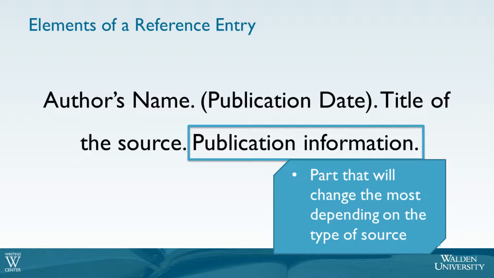While the publication information will change the most, it is also often the most important because it tells the reader how to find the source and what kind of source it is. So, if you give me a reference entry, as long as you formatted the publication information correctly, I can identify what kind of source it is and where to find it. So, while the publication information element could provide some frustration as you navigate the differences between types of sources, know that it is also the most important element for your readers.